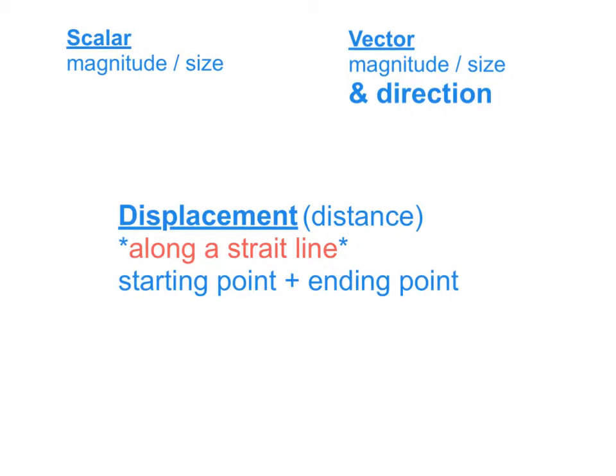Okay, let's take a look at some of the important concepts of Chapter 11, Section 1. Let's start with the idea of vector. Vector is defined as magnitude, or we can think of size, and a direction.